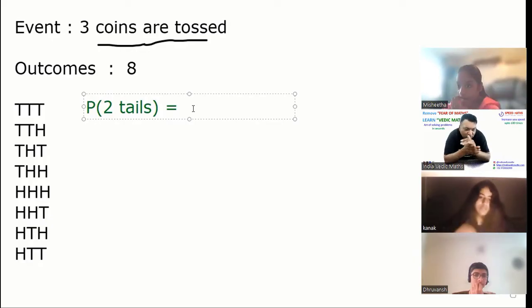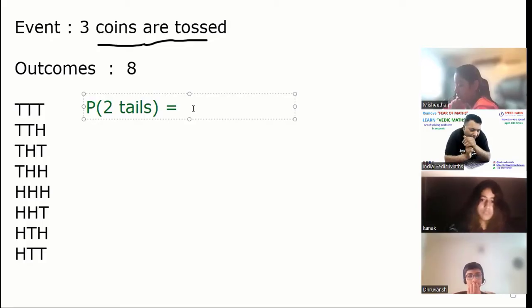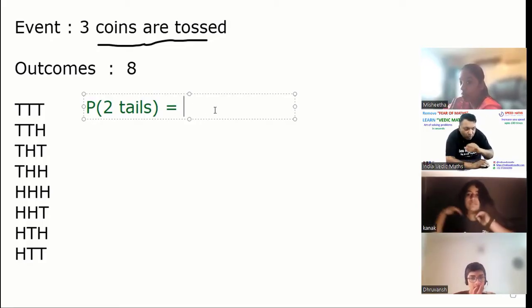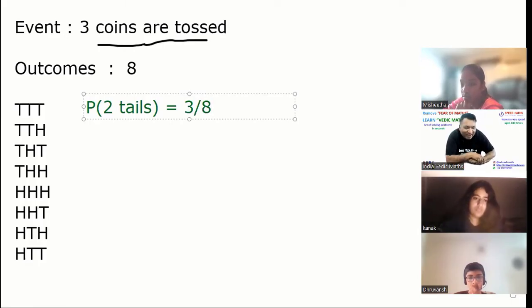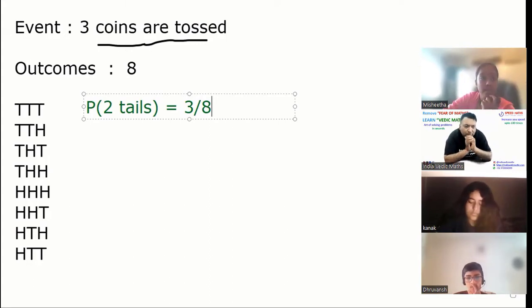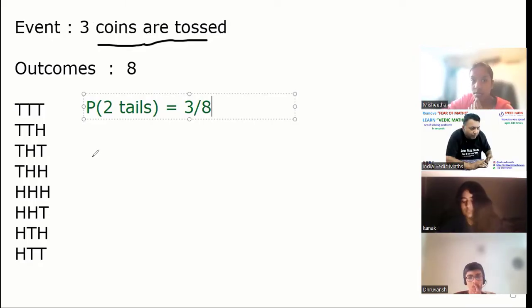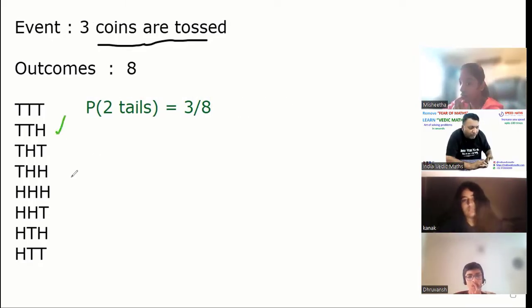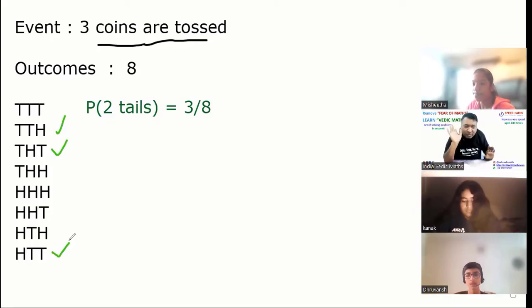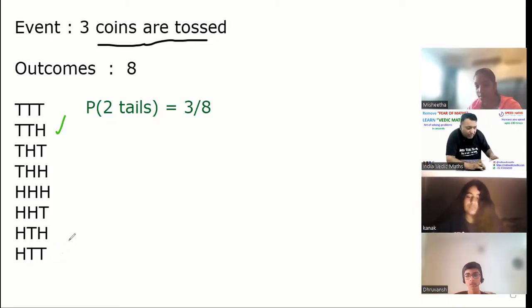3 by 8, 1 by 4, 3 by 8. Keep writing, everyone. 3 by 8. Who wants to explain this? Okay. So 3 over 8, which 3 outcomes are favorable? Who will tell me? Tails, tails, and heads. So the second one, correct. The third one, yes. And the last one. Perfect. Because we need exactly 2 tails, so these 3 are favorable. Very good. Thank you, Vedant.